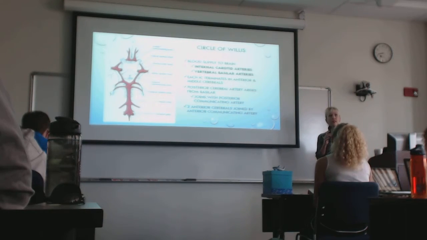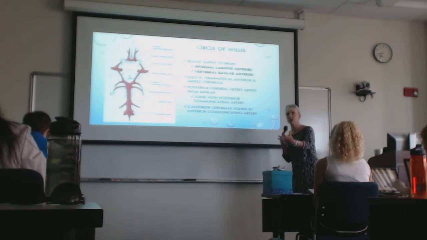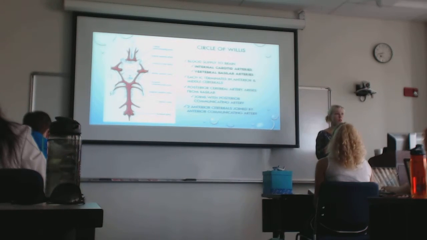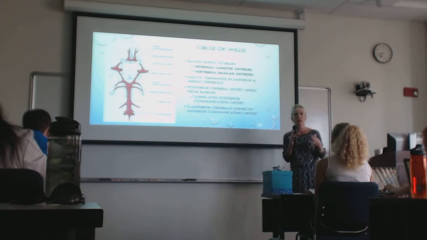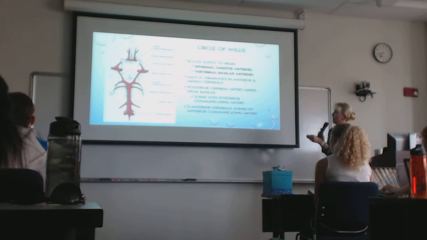So this is the lovely circle of Willis that we always talk about, right? Everything's supposed to talk to each other. We're supposed to have posterior communicating arteries that help contribute from the posterior circulation to the anterior circulation. We're also supposed to have an anterior communicating artery that communicates the right side to the left side between the anterior cerebral arteries up here.